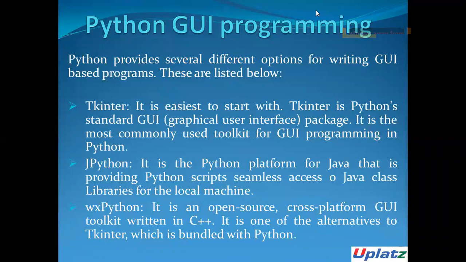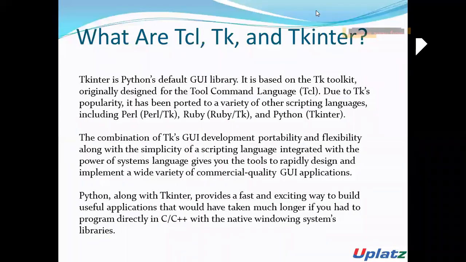Okay, so we will have an overview of tkinter. And you can see here TCL, TK and tkinter. TCL is a general purpose multi-paradigm system programming language. It is a scripting language that aims at providing the ability for applications to communicate with each other. On the other hand, TK is a cross-platform widget toolkit used for building GUI in many languages.